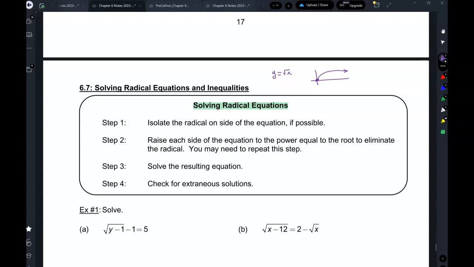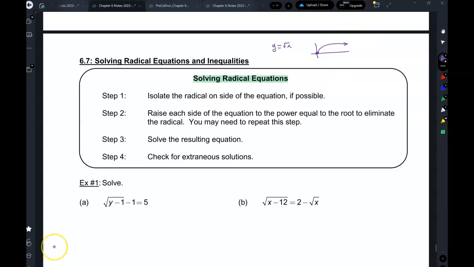Not all solutions will work for this, right? Do you see how the domain is restricted? So that's what we have to think about, okay? The domain is not all real numbers, so we always have to check for the domain. Okay. So let's solve some radical equations. So remember, only half of the domain exists, so we always have to check for extraneous solutions.